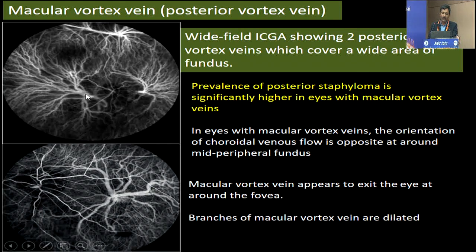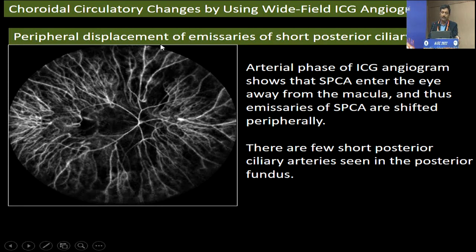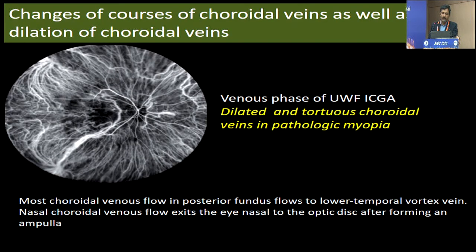Then there is a macular vortex vein. It's quite an unusual thing which you do not see in regular patients. In myopic eyes, the prevalence of posterior staphyloma is quite high. Even the peripheral displacement of the emissary posterior ciliary arteries: they tend to be seen in the posterior pole, but in myopes they tend to migrate towards the periphery.